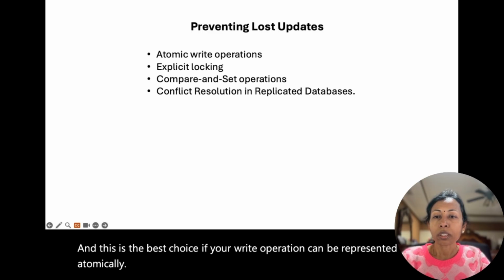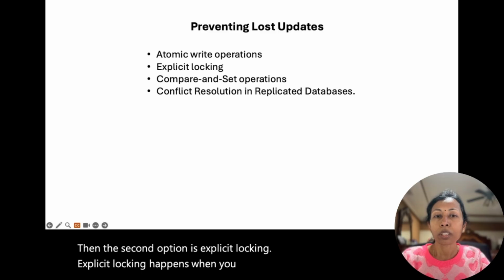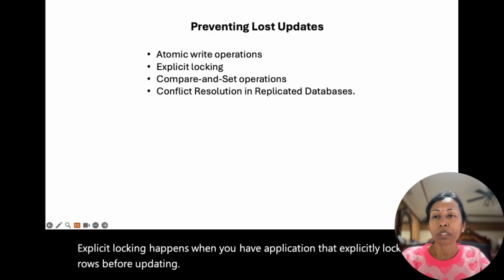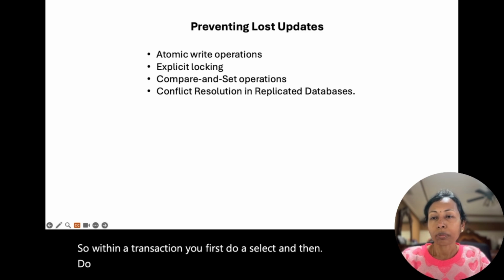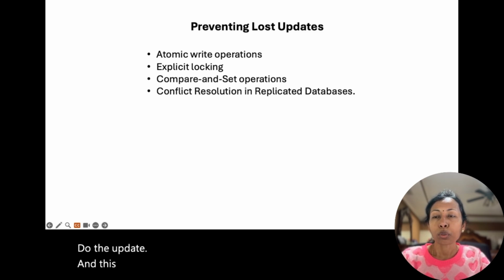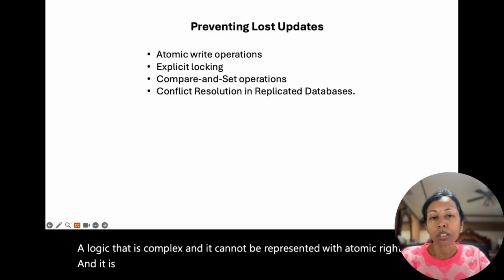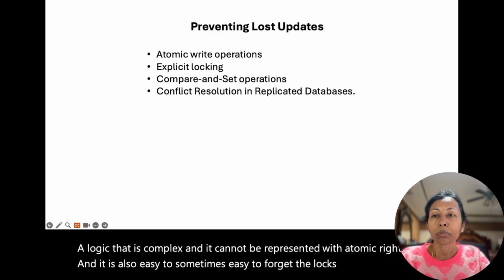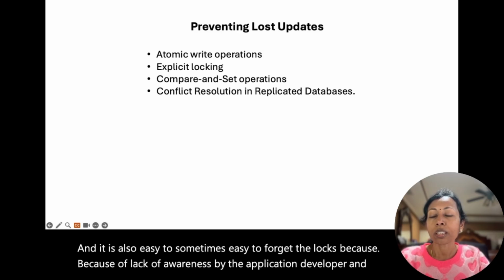Then the second option is explicit locking. Explicit locking happens when you have an application that explicitly locks rows before updating. So within a transaction, you first do a select and then do the update. This is very useful when you have logic that is complex and cannot be represented with atomic writes. It is also sometimes easy to forget the locks because of lack of awareness by the application developer, and it could result in race conditions.